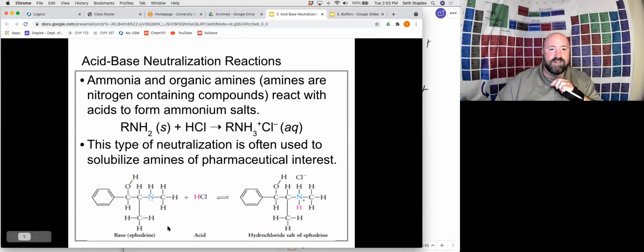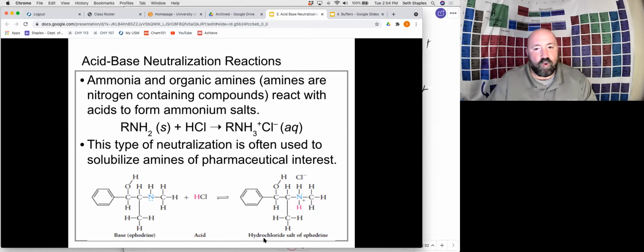So we can see this big compound here, ephedrine. If we react this with an acid, what's going to happen is this hydrogen here from the acid is going to now attach to the nitrogen, and the Cl just kind of floats around as a spectator ion on the outside. We can see that here just floating, not connected to anything. But we can see our final compound here, which we call the hydrochloride salt of ephedrine.